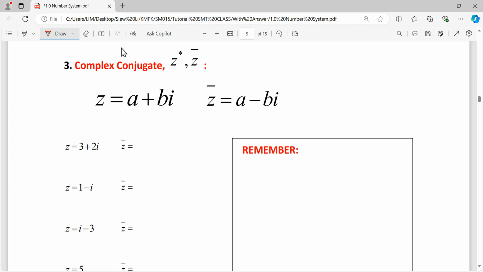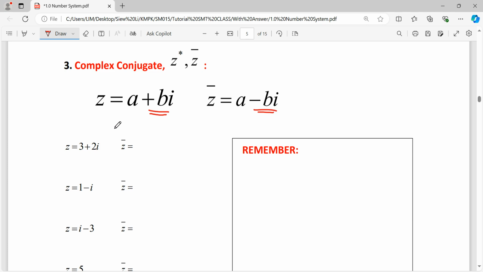Okay, next we're going to see complex conjugate. So complex conjugate will be denoted as Z star or Z bar. So what is complex conjugate? Given that Z is our complex number in standard form, a plus bi, when we want to find the complex conjugate, you will be changing the imaginary part from positive to negative.